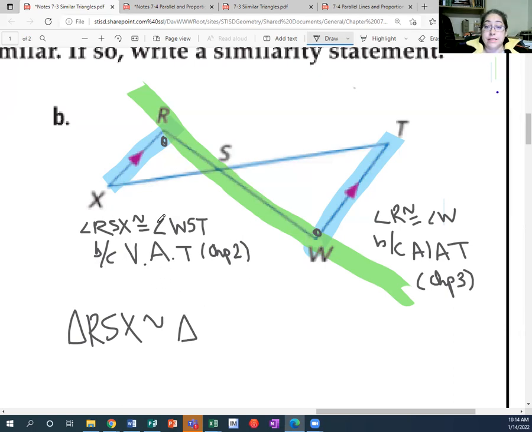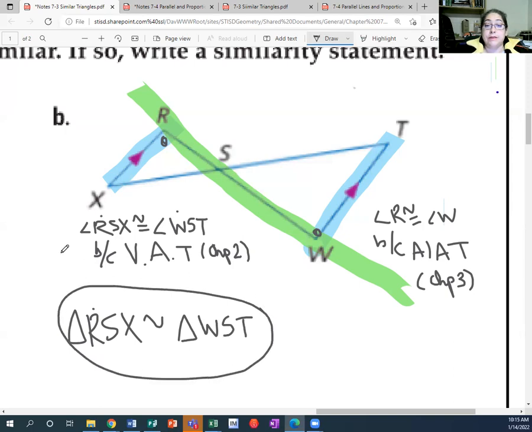Now here in this angle, I said that R and W were corresponding. So since R goes first, W goes first. S and S, and then X and T. Here it is. And asked to explain my reason, here are my reasons. It's because these two things give me postulate 7.1, the angle-angle similarity postulate.